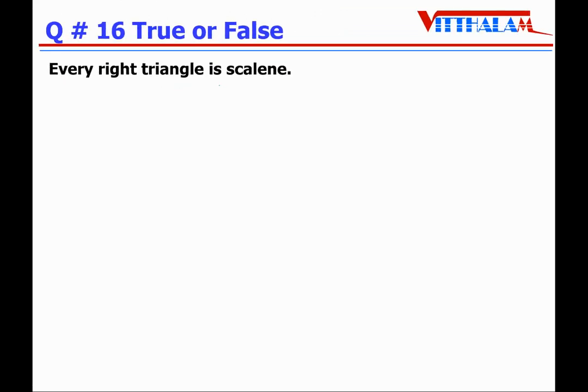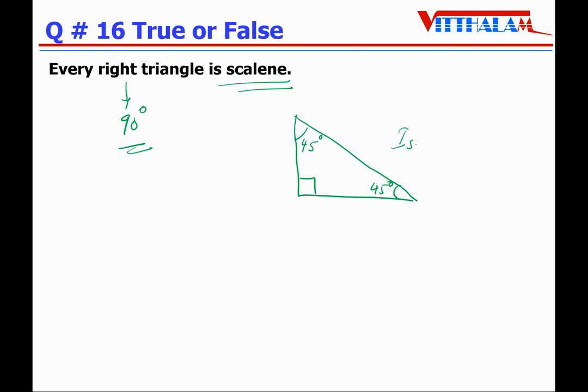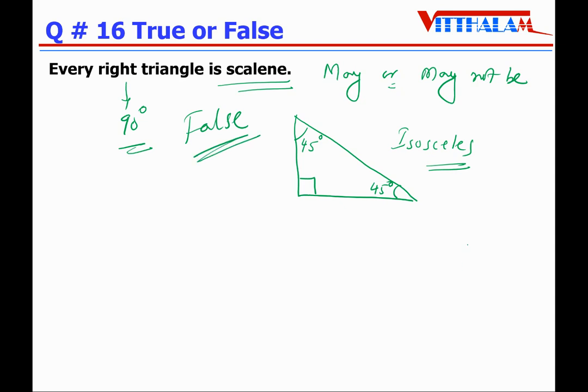Every right triangle is scalene. Right triangle means one of the angles is 90 degrees. Now, scalene means all three sides are different. Correct? Now, is every right triangle scalene? Suppose I draw like this. So this is the right angle, and let's say this is 45 and this is also 45. It's a right angle triangle, but not scalene. It is isosceles. Correct? So it is not necessary. It may or may not be. Therefore, the given statement is false. Next.